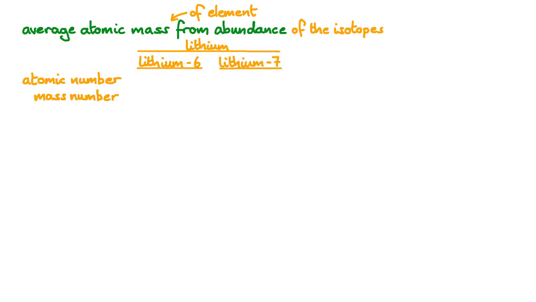Let's have a look at lithium. On Earth, lithium has 2 common abundant isotopes, lithium-6 and lithium-7. They're both lithium, and so they both have an atomic number of 3. But the mass number of lithium-6 is 6, and the mass number of lithium-7 is 7. A lithium-6 atom therefore has 3 protons and 3 neutrons, and a lithium-7 atom has 3 protons and 4 neutrons.